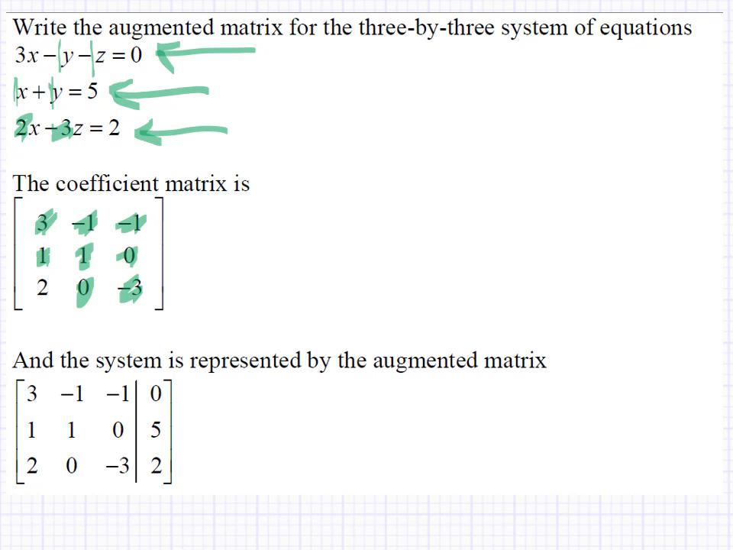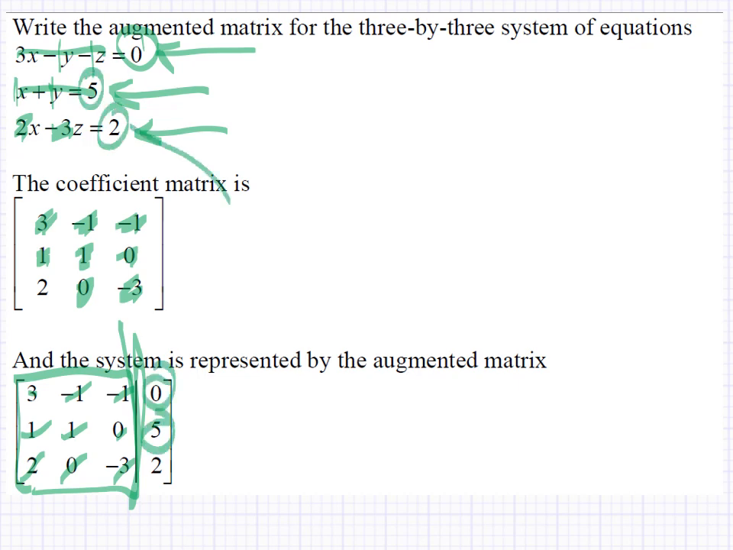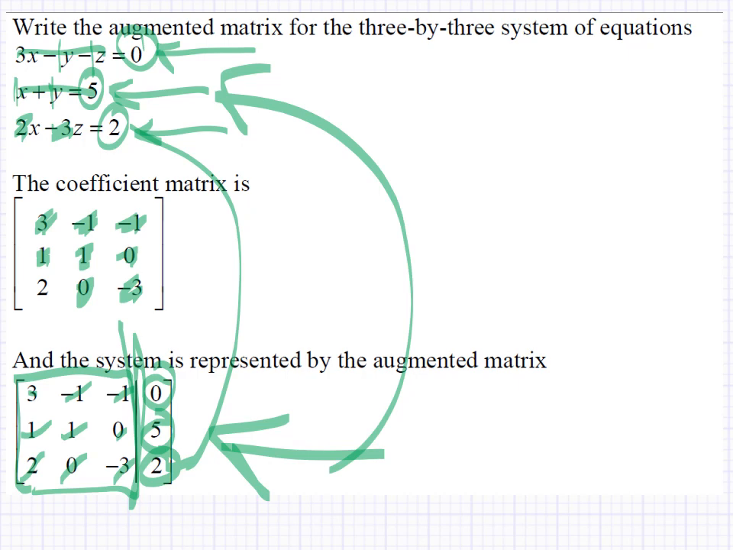Expanding that then into the augmented matrix, we keep this as our coefficient matrix. Again, 3, -1, -1 for the first equation, 1, 1, 0 for the second equation, and 2, 0, -3 for the third equation. Straight line, and then the constants 0, 5, and then 2. And there is your augmented matrix for this system. Again, should be very easy to do.